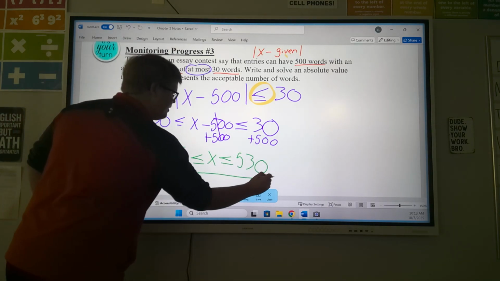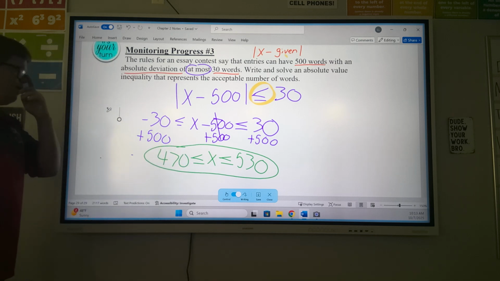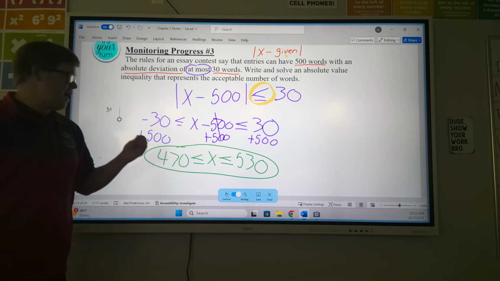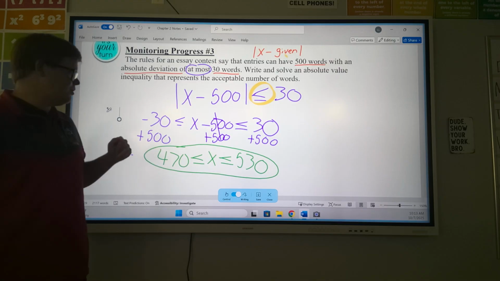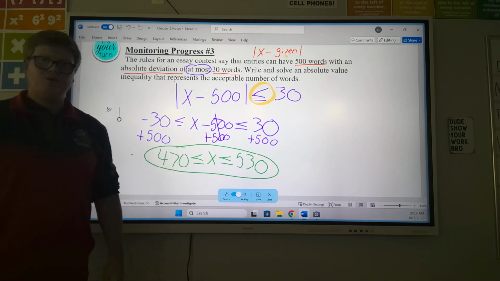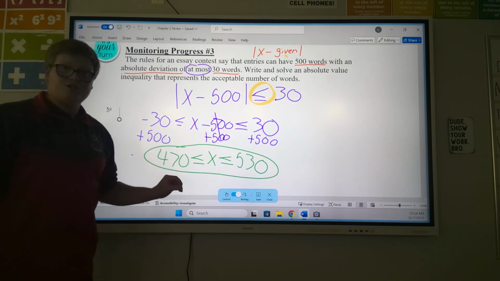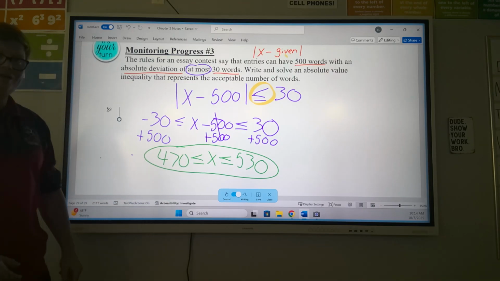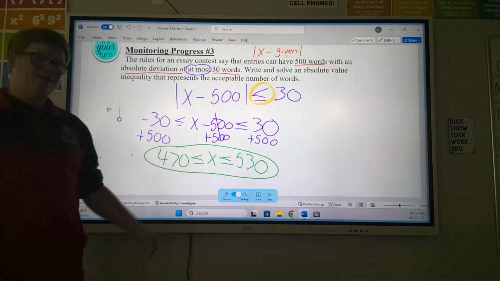So this tells us right here that your essay has to be in between 470 words and 530 words, or the least amount of words you can write is 470. The maximum amount of words you can write is 530.